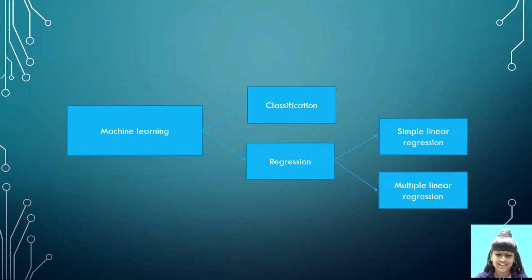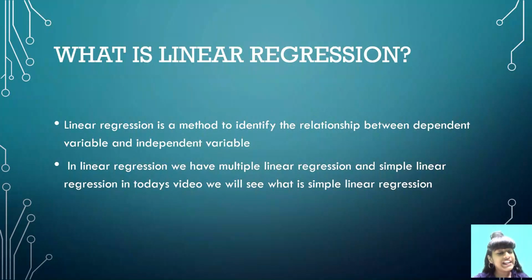So let's get started. What is linear regression first? Linear regression is a method to identify relationship between independent variable and dependent variable. Linear regression is a part of regression, and regression is a method to identify the relationship between dependent variable and independent variable. Like I said, in linear regression we have multiple linear regression and simple linear regression. First, let's see what exactly is multiple linear regression.